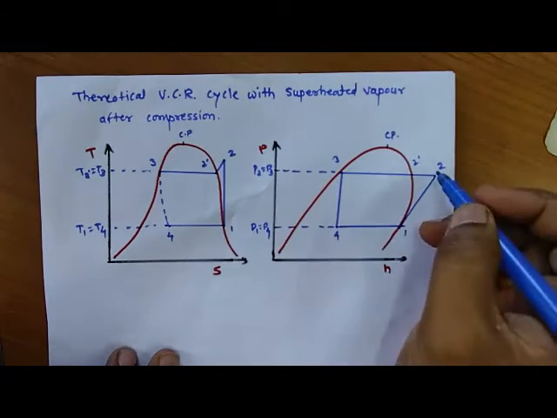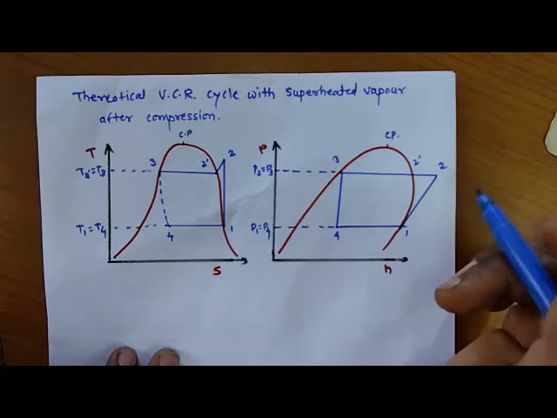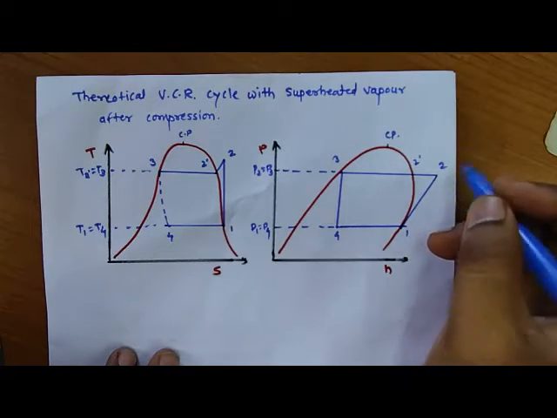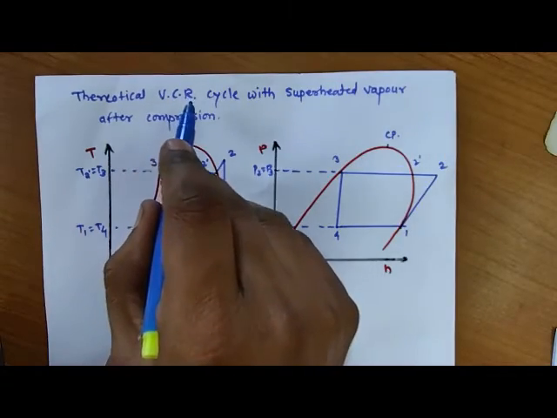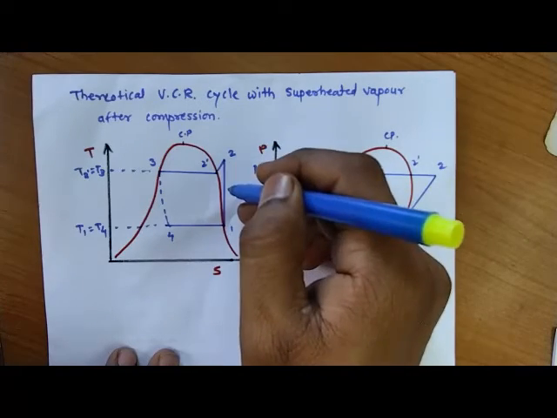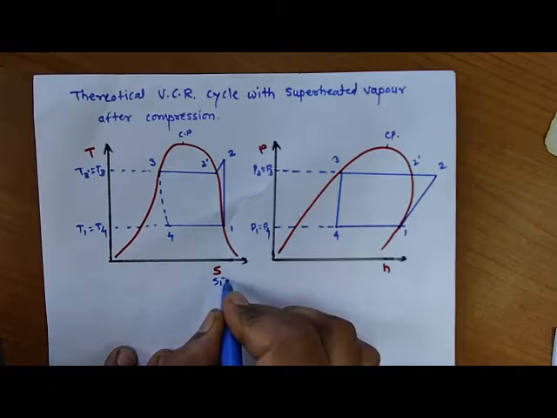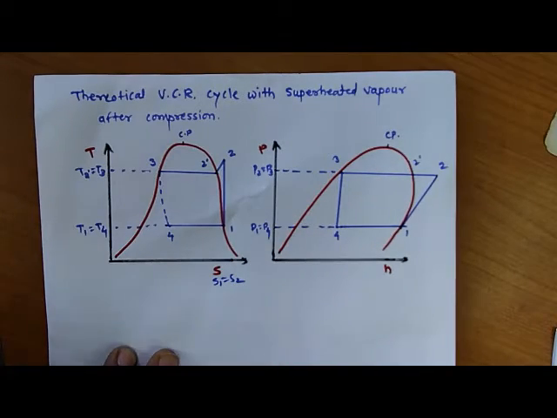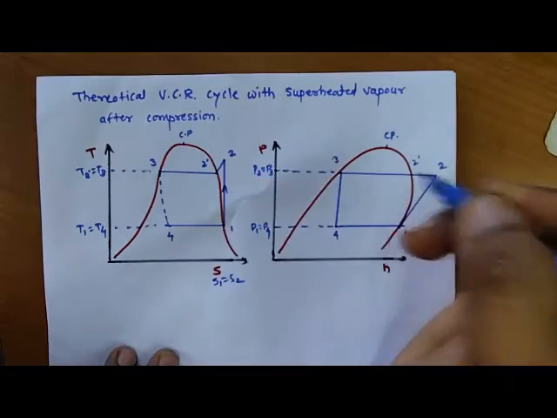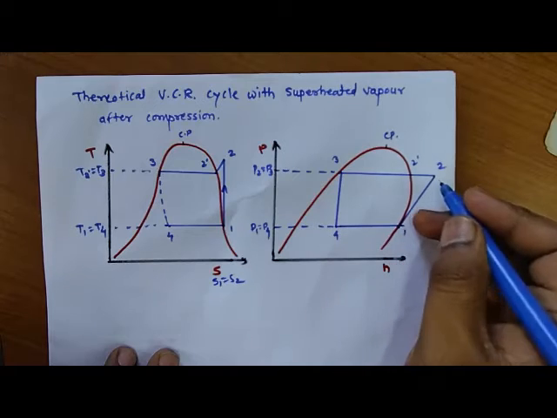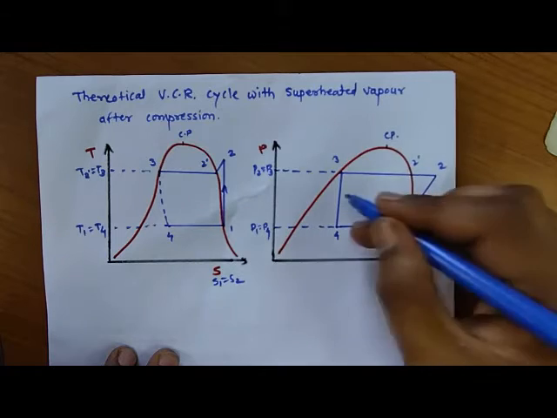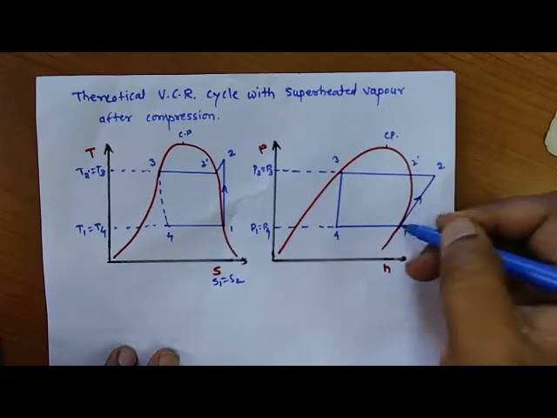Again we consider it is a theoretical VCR cycle. That means the compression process is an isentropic compression process, so we will consider S1 is equal to S2. That's why in the TS diagram we have a vertical straight line. Now in the pH diagram it is an inclined line, because the inclined line is a constant entropy line in the pH diagram. So this is about the compression process 1 to 2.